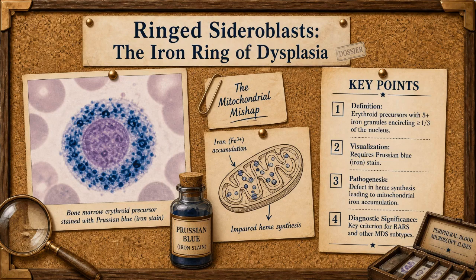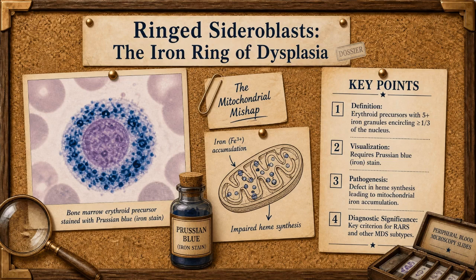So, what exactly is a ring sideroblast? It's an erythroid precursor, or normoblast, in the bone marrow that contains 5 or more iron granules that encircle at least 1/3 of the nucleus. The key here is the ring formation. These aren't just scattered iron granules, they form a distinct necklace around the nucleus.